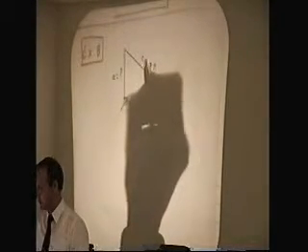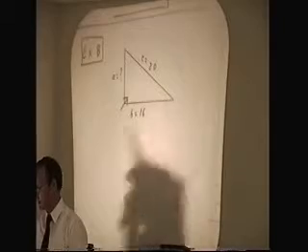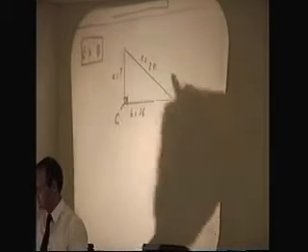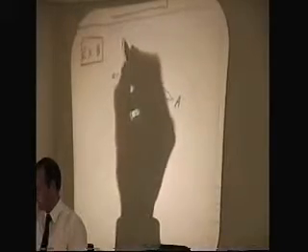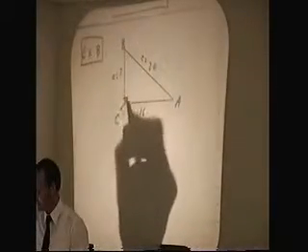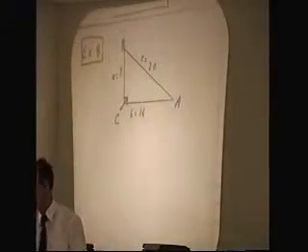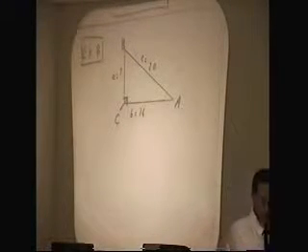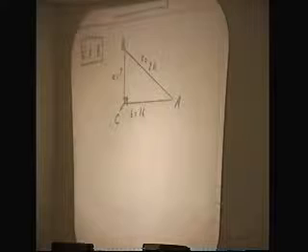This is C. This is B. The points here are C, and this, of course, is A, and this is B. C is always across from the hypotenuse. Write your formula, substitute, simplify, and solve.